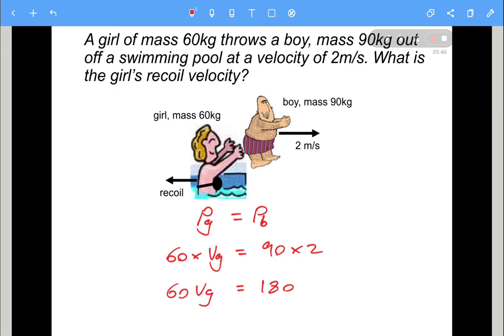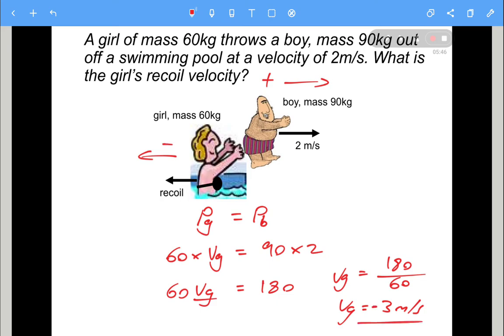So the velocity of the girl, we need to get that on its own, make that the subject, Vg. So we need to get rid of a times 60. So we need to divide by 60. So Vg will be equal to 180 divided by 60. So the recoil velocity will be 3 meters per second. Now if you were taking the boy's momentum as positive, the girl's is negative, then you could write minus 3 meters per second. Hopefully you got that one right.